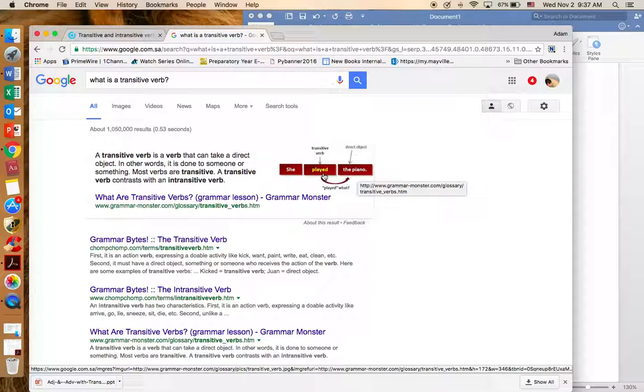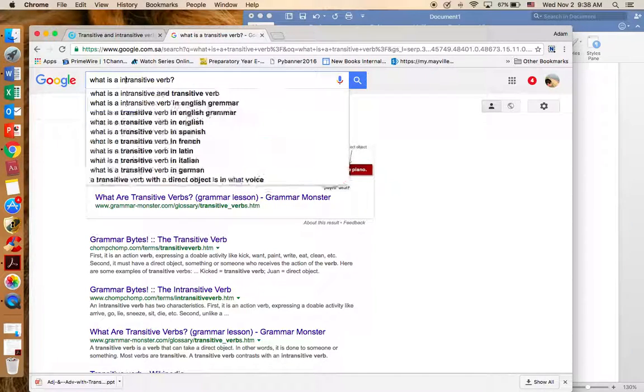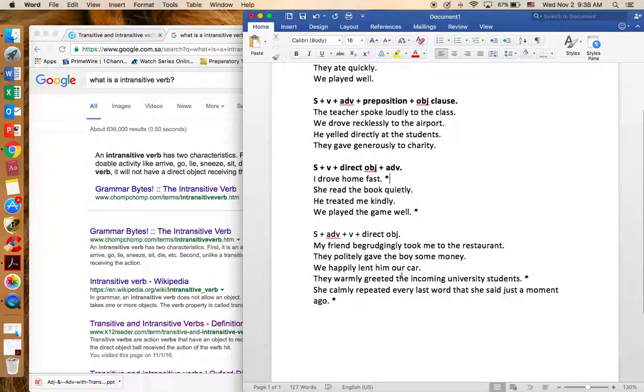It's going to answer the question who or what. She played what? She played the piano. Right? Most verbs are transitive. A transitive verb contrasts with an intransitive verb. So what is an intransitive verb? An intransitive verb has two characteristics. First, it's an action verb expressing a doable activity like arrive, go, lie, sneeze, sit, die, etc. Second, unlike a transitive verb, it will not always have a direct object receiving the action.